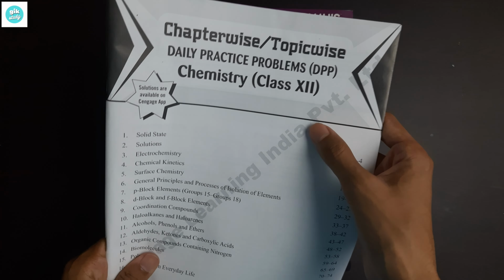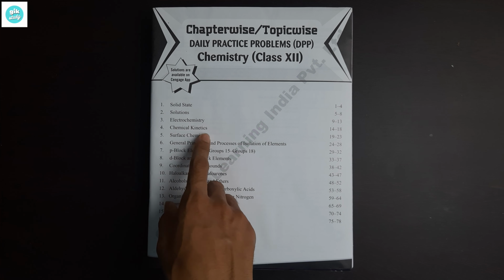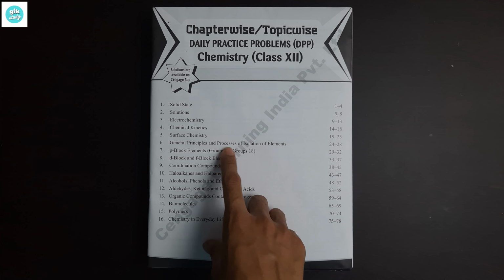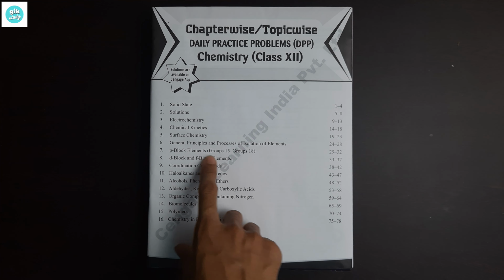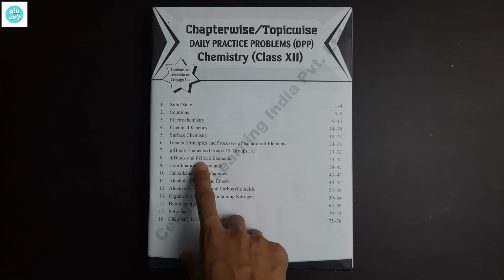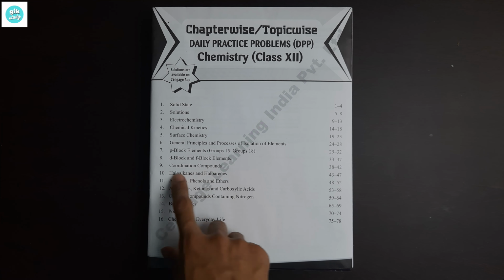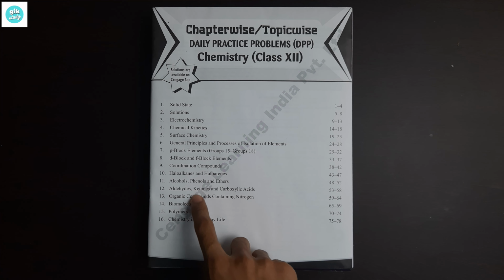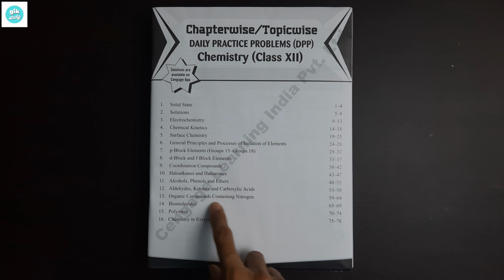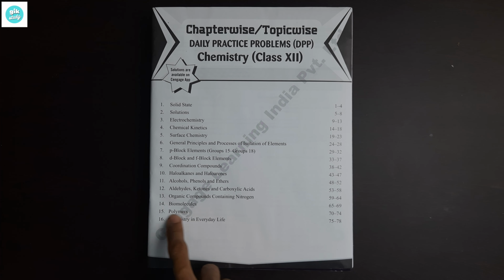Chapter 1 solid state, then solutions, electrochemistry, chemical kinetics, surface chemistry, general principles and processes of isolation of elements, p block elements group 15 to group 18, d block and f block elements, coordination compounds, haloalkanes, haloarenes, alcohols, phenols and ethers. Then chapter 12 aldehydes, ketones and carboxylic acids, then organic compounds containing nitrogen, then biomolecules, chapter 15 polymers, chapter 16 chemistry in everyday life. Now let's see. Here's chapter 1 solid state. Here's topic wise questions, and here's the answers.